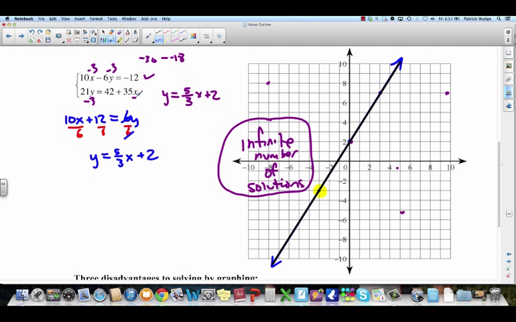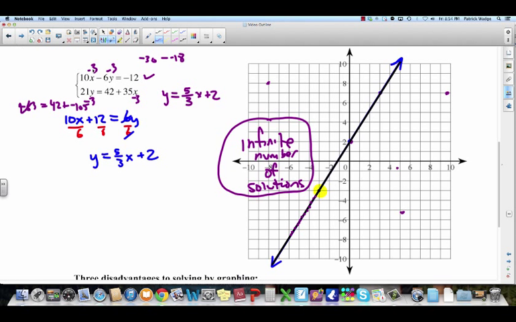If I put negative 3 here and negative 3 here, 21 times negative 3 is negative 63 equals 42 plus 35 times negative 3 is negative 105. And if you do 42 plus negative 105, you'll get negative 63. It works as well. Every single point on this line, every single one of them will work. There's an infinite number of solutions.